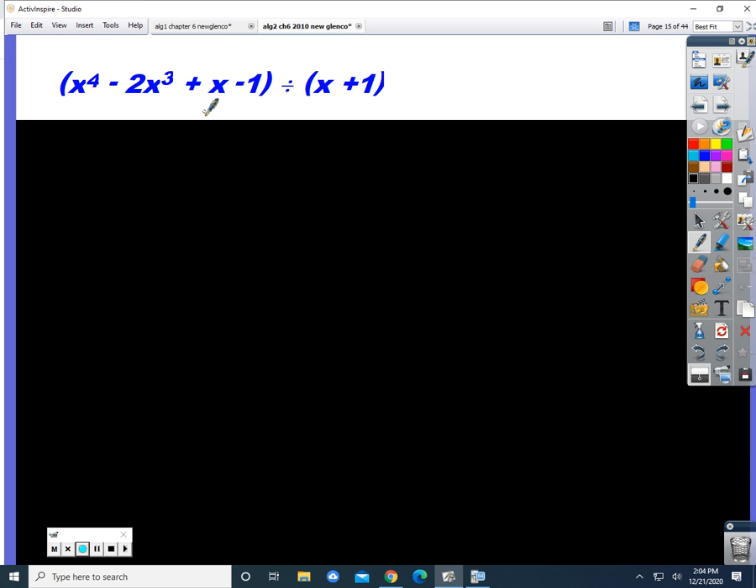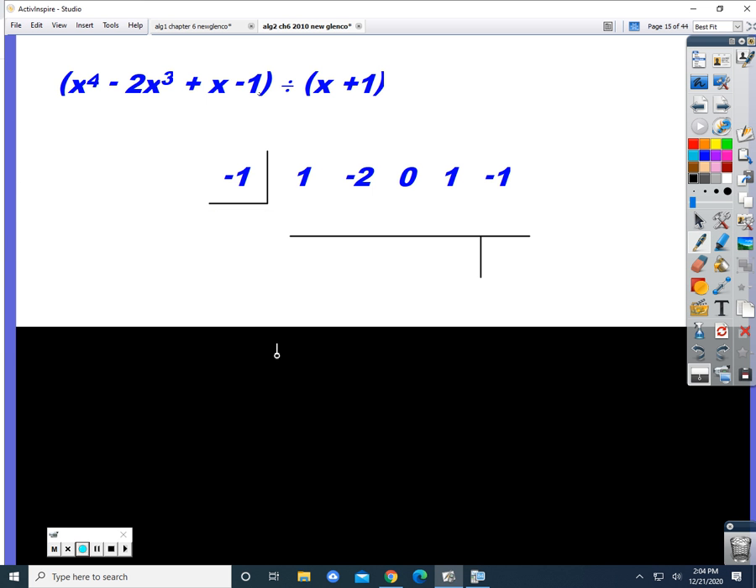And then I want to point out, we have x to the 4th, that's a 1. There's x cubed, that's a negative 2. Wait a second. They skipped a term. They skipped the x squared. If they ever skip a term, you have to fill it in with a 0 or it's going to mess you up. So we need a 0 right in here, and then another 1, and then a negative 1.